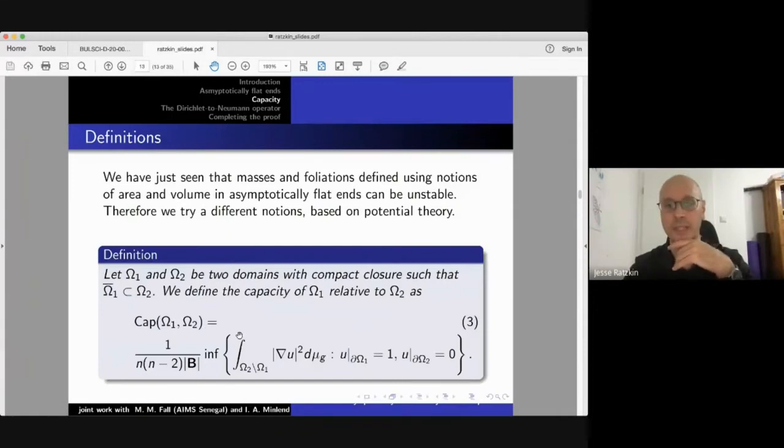If you want to formulate this mathematically, you can write it this way. So you have a normalizing constant here, and you take an infimum over the Dirichlet energy of all functions which are 1 on the inner boundary and 0 on the outer boundary.